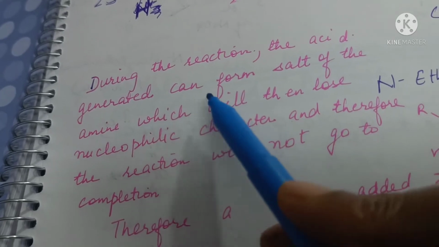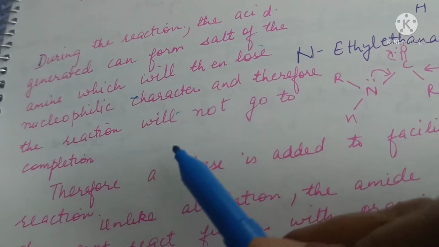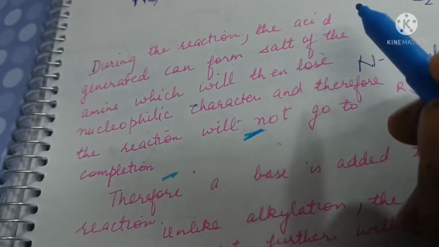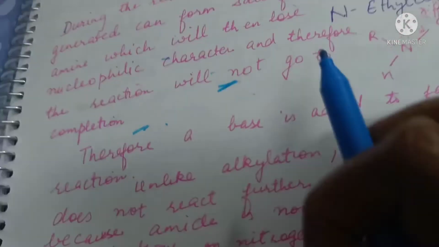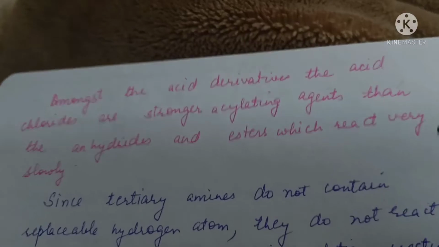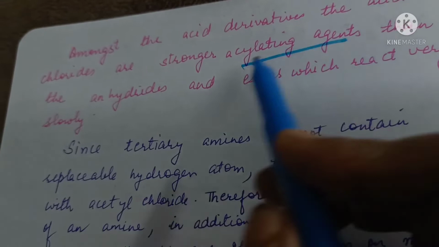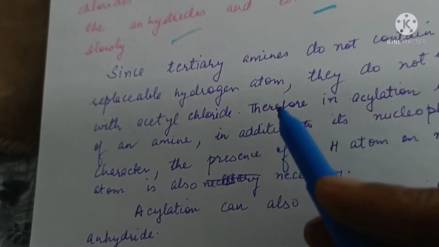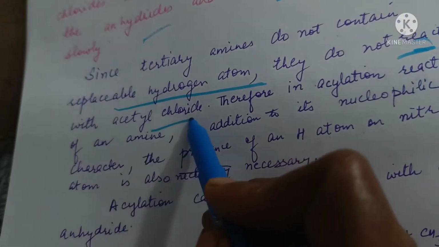During the reaction, the acid generated can form salt of the amine, which will then lose its nucleophilic character, and therefore reaction will not go to completion. So we add a base so that it can neutralize the acid formed and remove the HCl. Amongst the acid derivatives, the acid chlorides are stronger acylating agents than anhydrides and esters. Since tertiary amines do not contain replaceable hydrogen atom, they will not react with acetyl chloride.